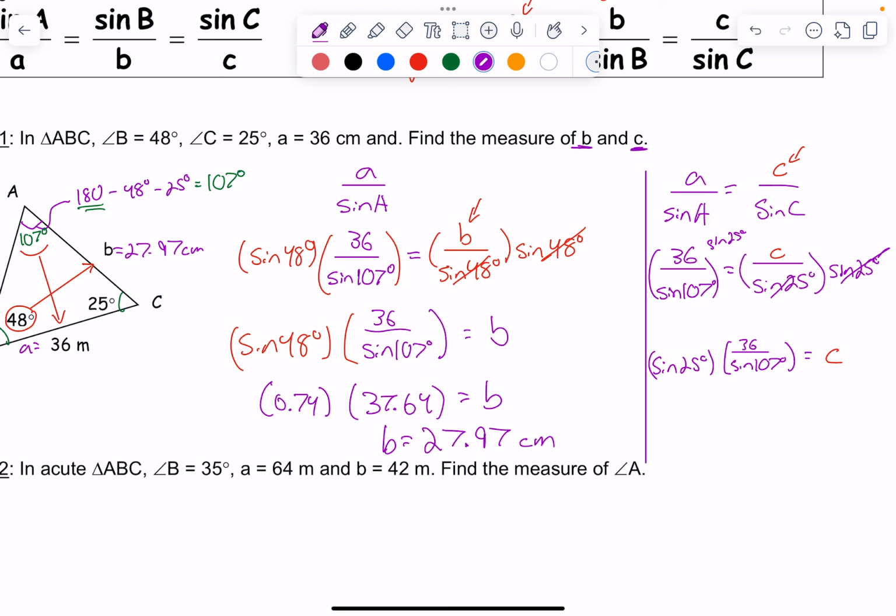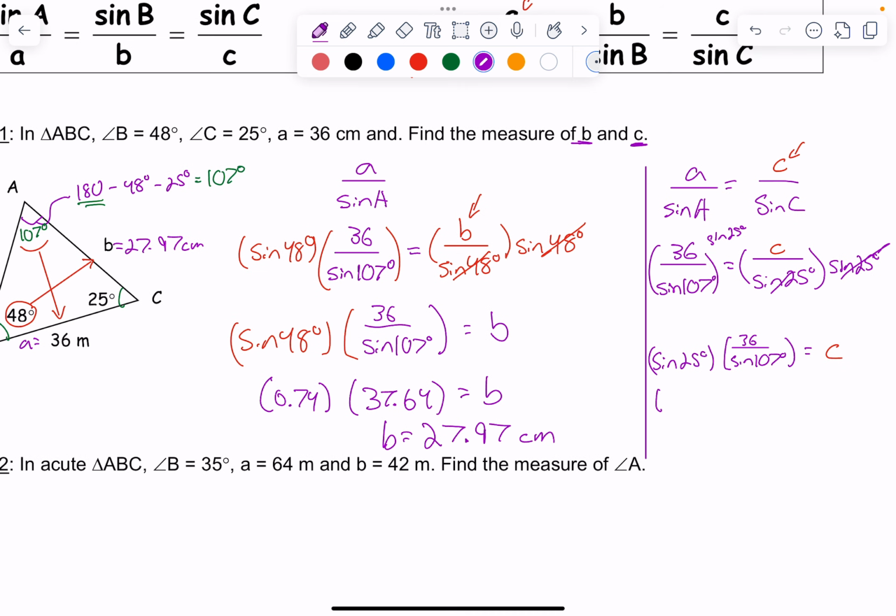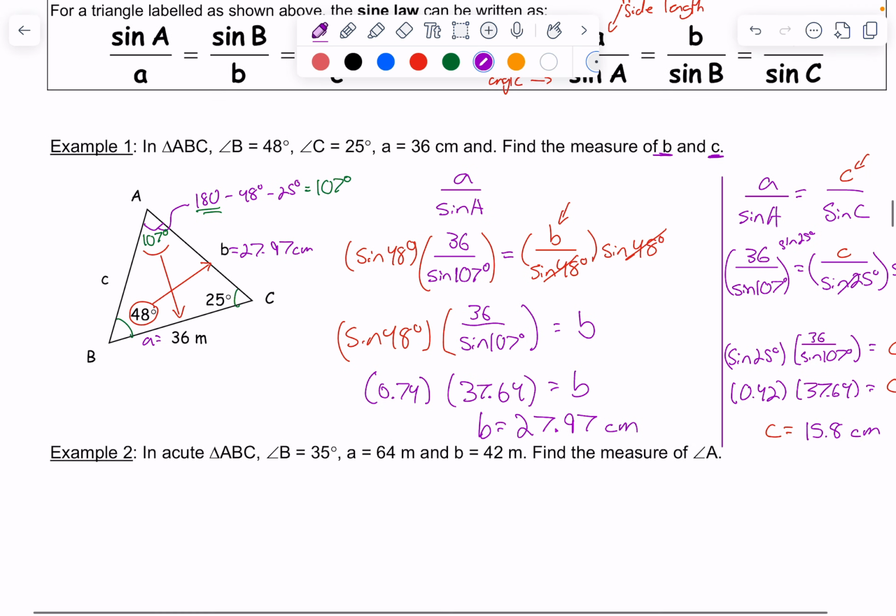So it's just a calculator problem again. Sine 25, this first bracket, gives us 0.42. And then 36 divided by sine 107, we get 37.64, which we already calculated before, so I could have just saved myself that step. Multiply both of those together, we get a C value of 15.8 centimeters. So this side length right here is equal to 15.81 centimeters. There we go.